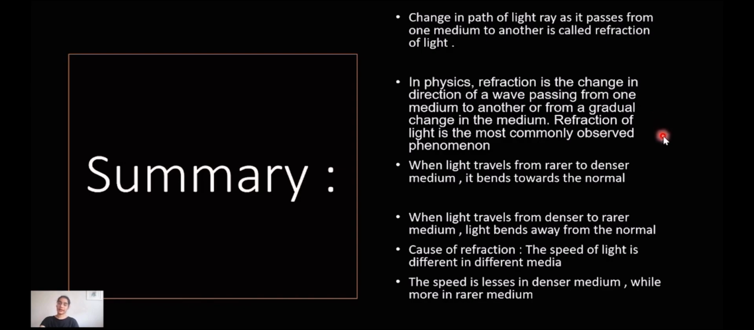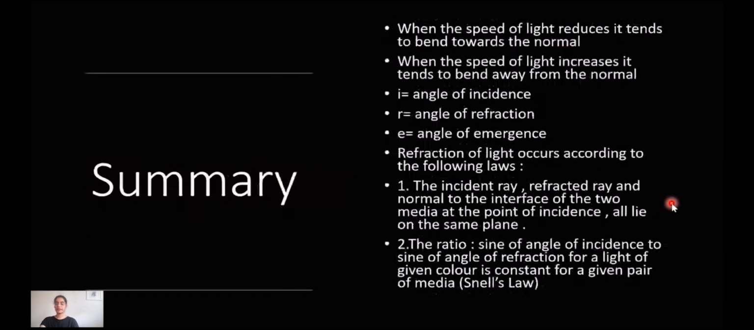When light travels from a rarer to a denser medium, it bends towards the normal. When it travels from a denser to a rarer medium, it bends away from the normal. This is because the speed of light is different in different media: less in a denser medium and more in a rarer medium. When the speed of light reduces, it tends to bend towards the normal, and when the speed of light increases, it tends to bend away from the normal.